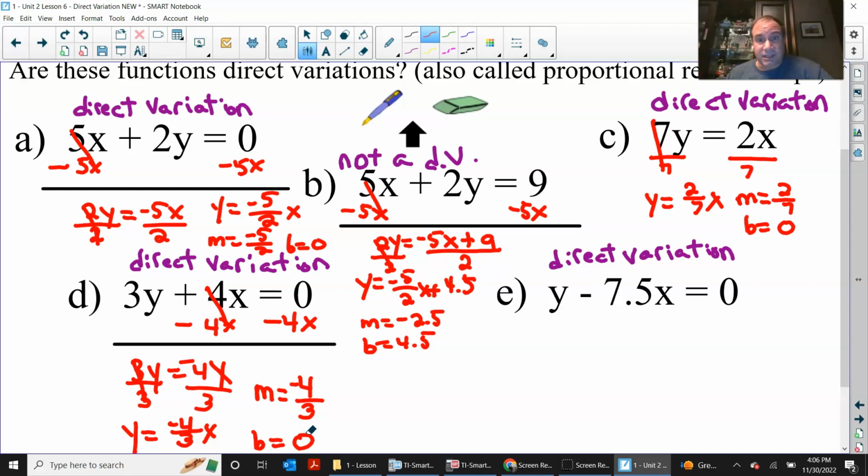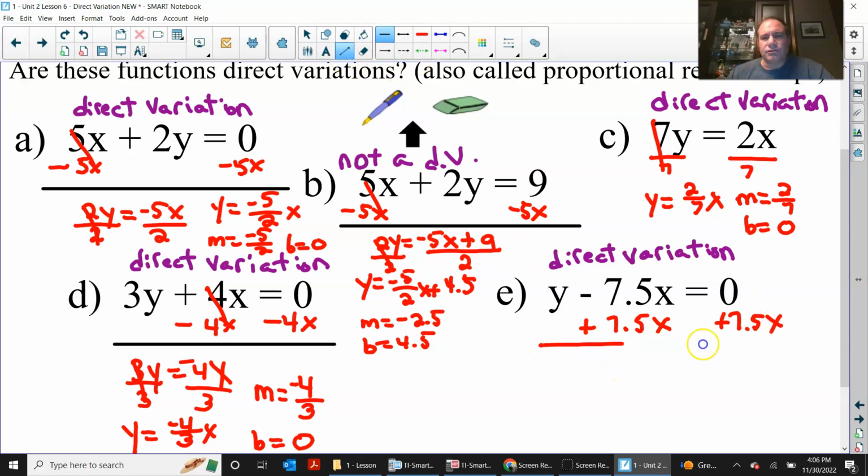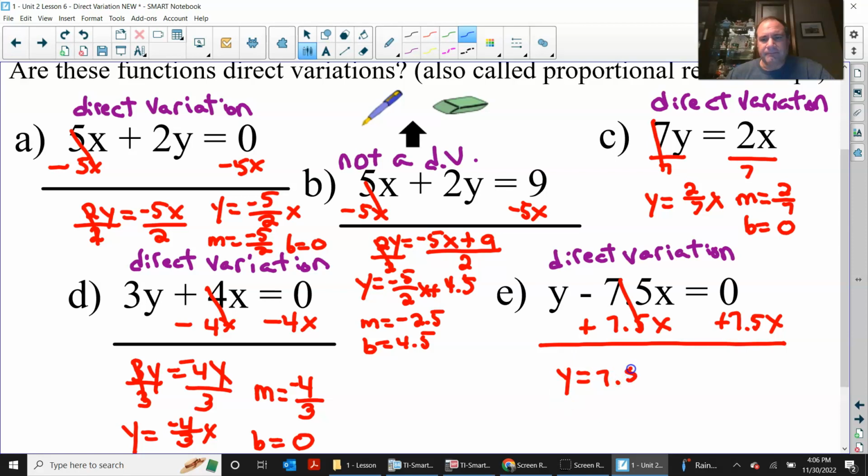The last one, which is e, I'm going to say the same thing. You see this 0 here? I'm going to say it's a direct variation. So we're going to solve for y. That's 7.5x plus 7.5x. This cancels. You have y equals 7.5x. You could put plus 0 if you want, but it's not necessary. So b equals 0. Here's the direct variation. So everything I said, just taking a look at it, is correct.